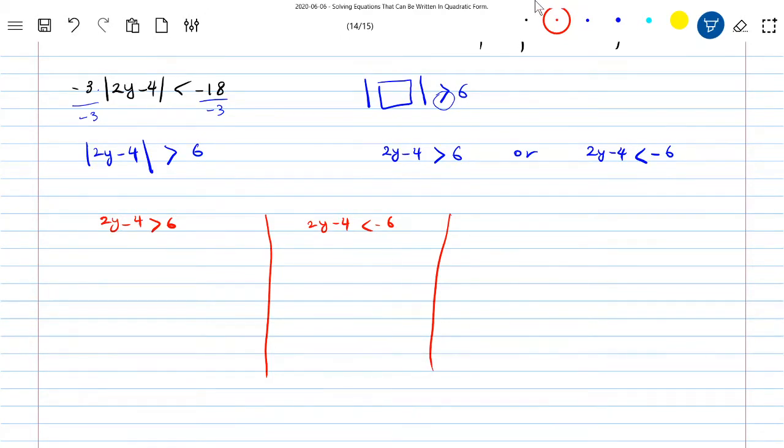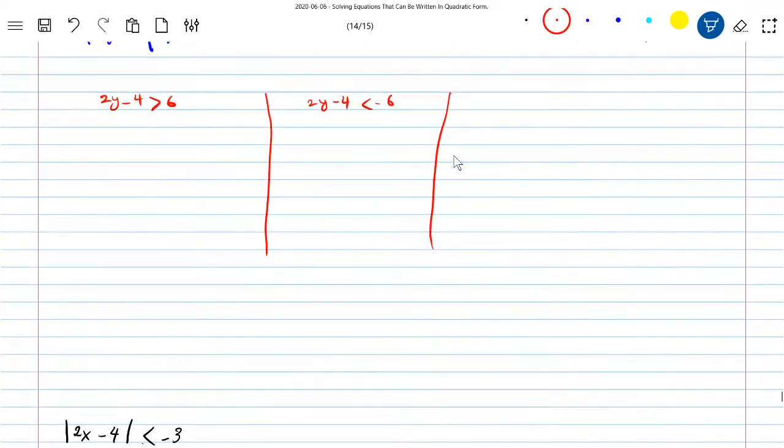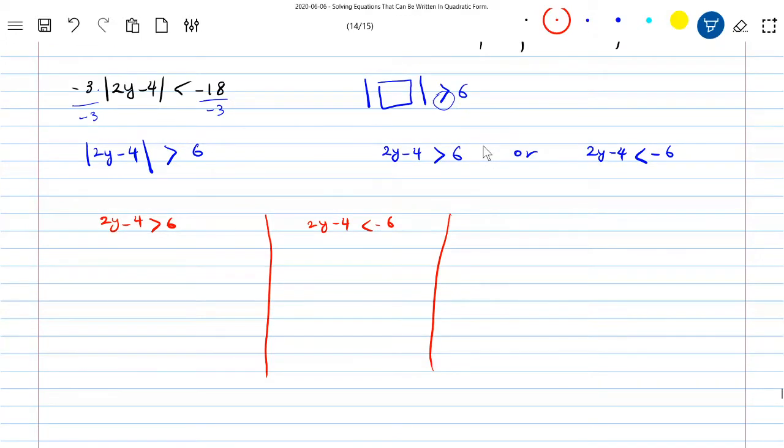At this point, it should be very easy to solve this. And by the way, this is an OR case. So what you want at the end is the union, because you want to satisfy at least one of these. It doesn't need to satisfy both.